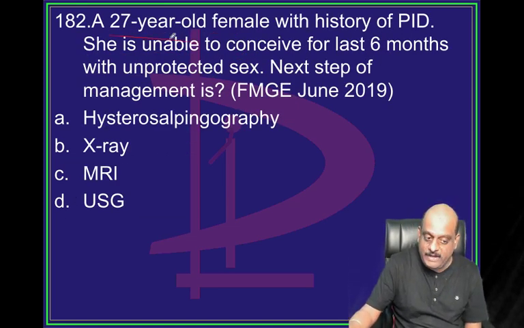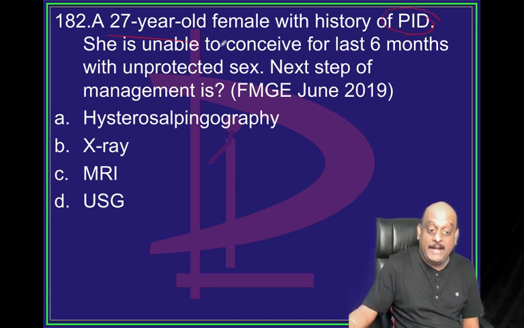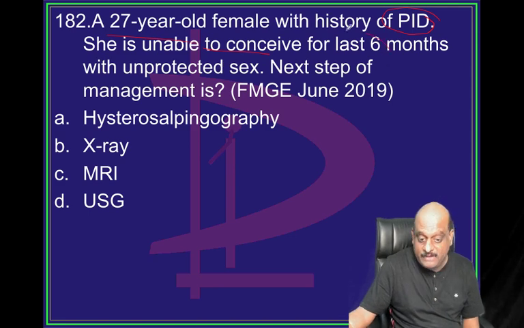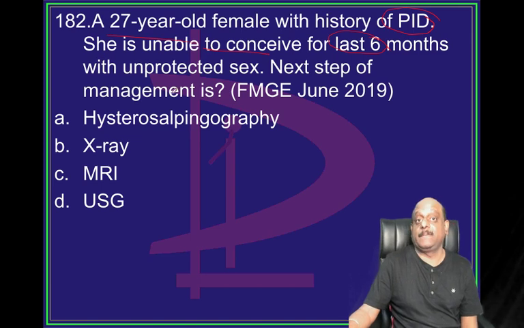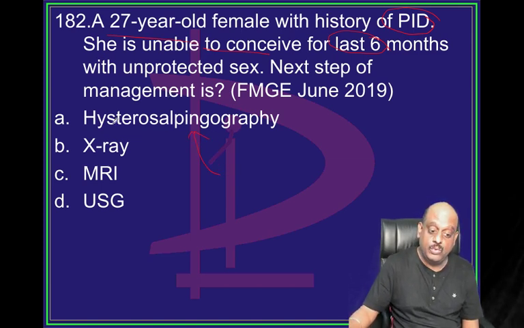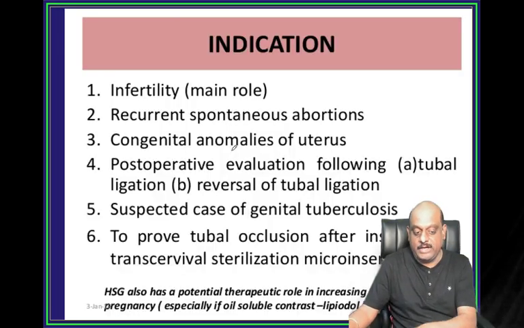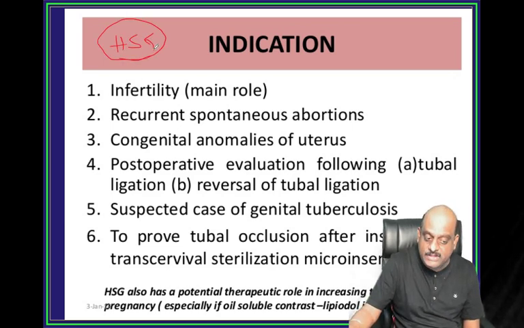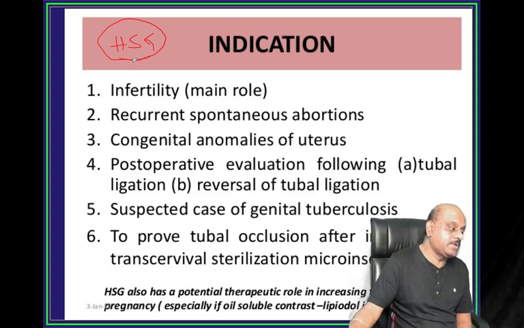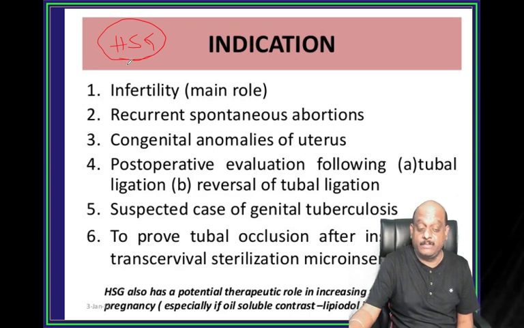A 27-year-old female, history of PID, unable to conceive for the last 6 months. What is the next step? You have to do hysterosalpingography. Now let us talk about it, doctor. What is the indication of hysterosalpingography? I am going to be a little extensive on this topic because a lot of image-based questions, prospective image-based questions, come from this topic.